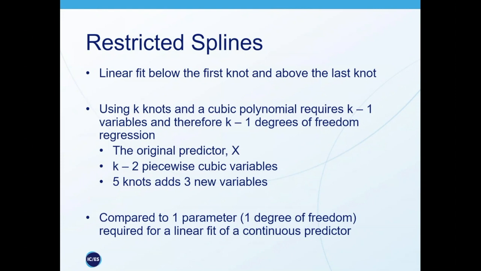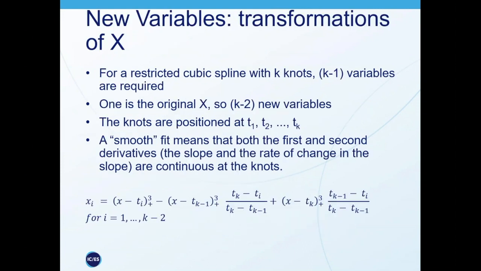So this is compared to just 1 degree of freedom if you had a linear fit. So we have added degrees of freedom to our model. And again, not a problem if you've got lots and lots of data, but definitely a problem if you've got small amounts of data. So the new variables that are going to be added to our regression, they are really, really ugly. They're shown down here at the bottom of the slide. And I'll tell you right now, you are not going to have to calculate these by yourself.